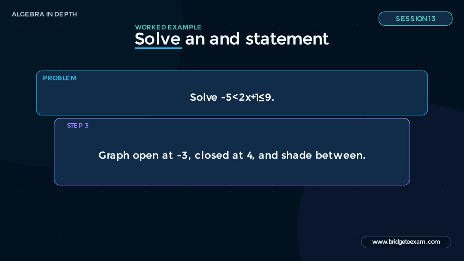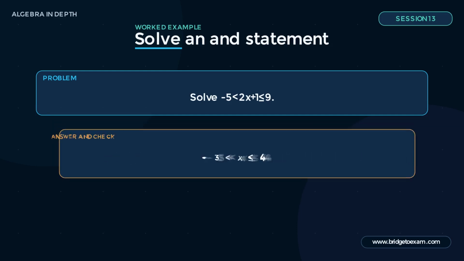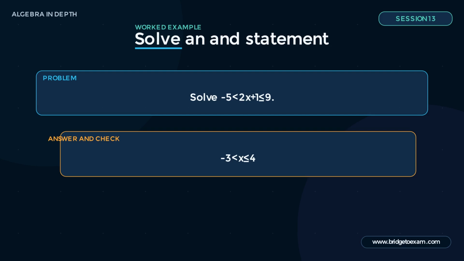Step 3. Graph open at -3, closed at 4, and shade between. The final answer is -3 < x ≤ 4. Check that it satisfies the original conditions and carries the correct units.